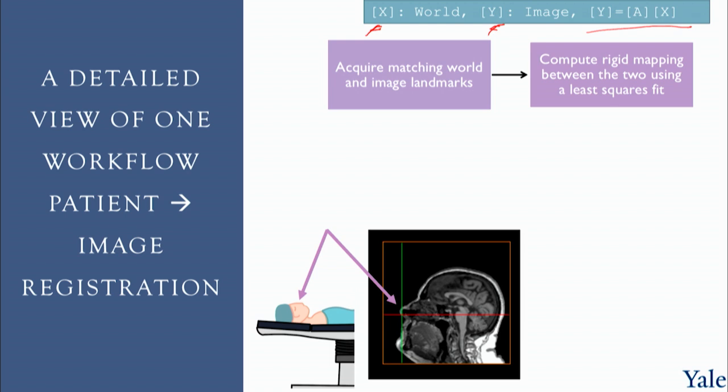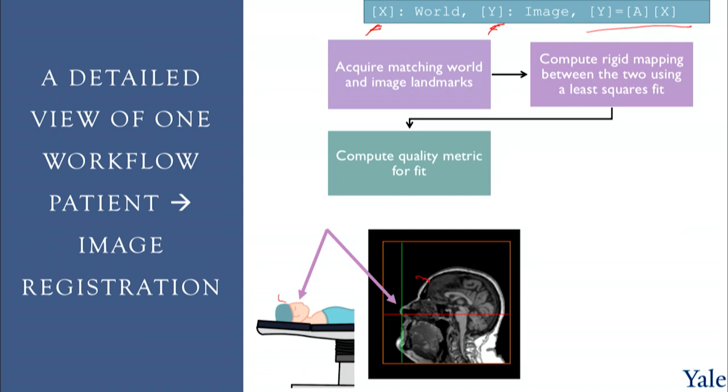So when we touch here, we get a position here. That's what A does. These 2 steps are actually all that our system needs to do theoretically to satisfy the user's needs. But you'll see the workflow has 3 more steps. Next, we compute a quality metric for fit.